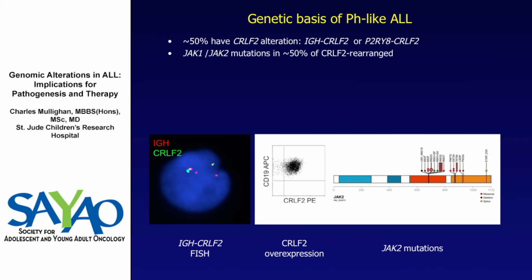This can be detected by molecular approaches very conveniently, by FISH as shown here, and ultimately by flow cytometry, as these rearranged cases have increased cell surface expression of CRLF2, and so this has already been implemented as a diagnostic test.